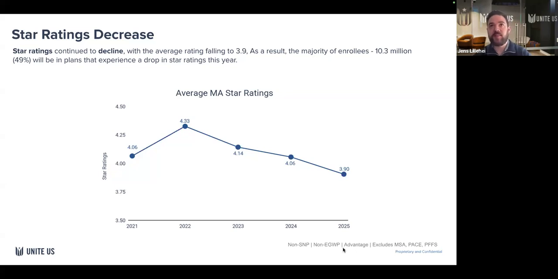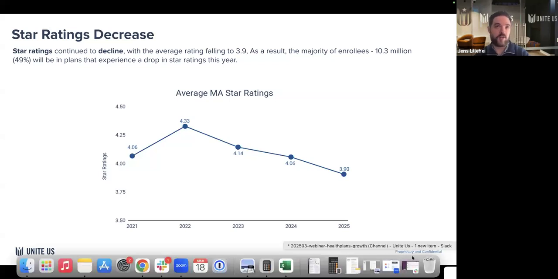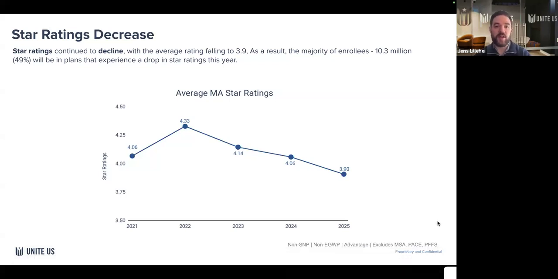The impact of this is a majority of enrollees will be in plans that experience a drop in star ratings this year. And this really is going to cause pressure on health plans because it will also impact their top line revenues. So as they're acquiring members, their revenue per member is dropping because their star ratings are going down. And then we know that there's some MLR trends and costs going up. And so this is really squeezing health plans and creating some of the situations which Ali will dive into further later in the webinar.